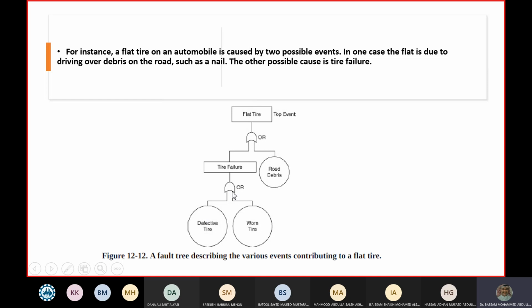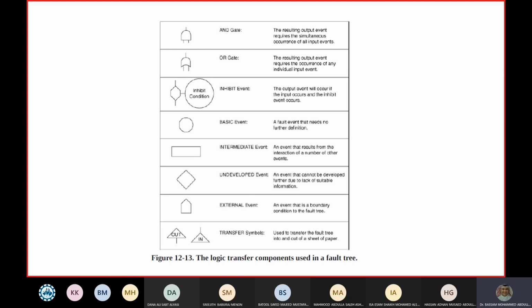Now this is an OR gate. You can see this is OR. That means the flat tire will happen because of the tire failure, or it's because of the road. The tire failure will happen because of the defective tire or because of the worn tire. And it's important to know the word or, because sometimes it's and. That means both should happen so that the tire fails. In this case, that is not the case. And this is where you use this and and or gate. The difference between and or, if you have this line here and you have this curved line here.